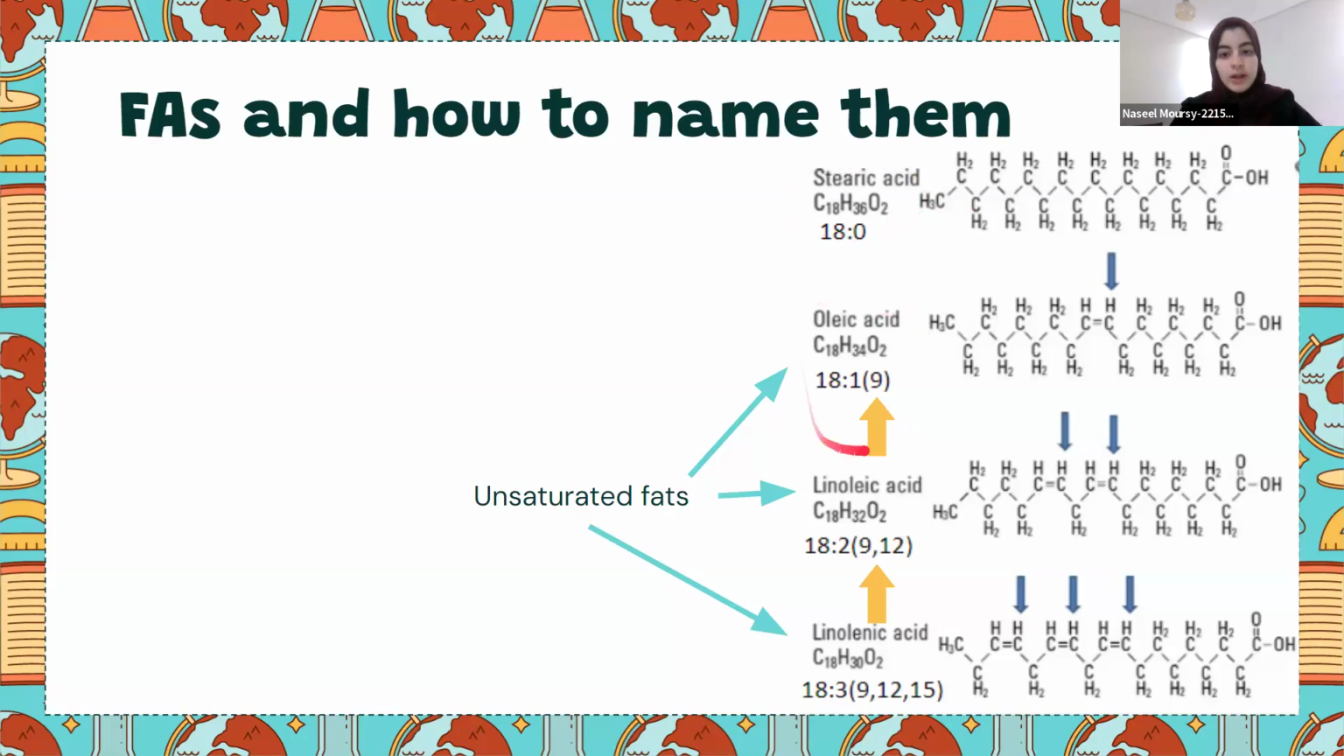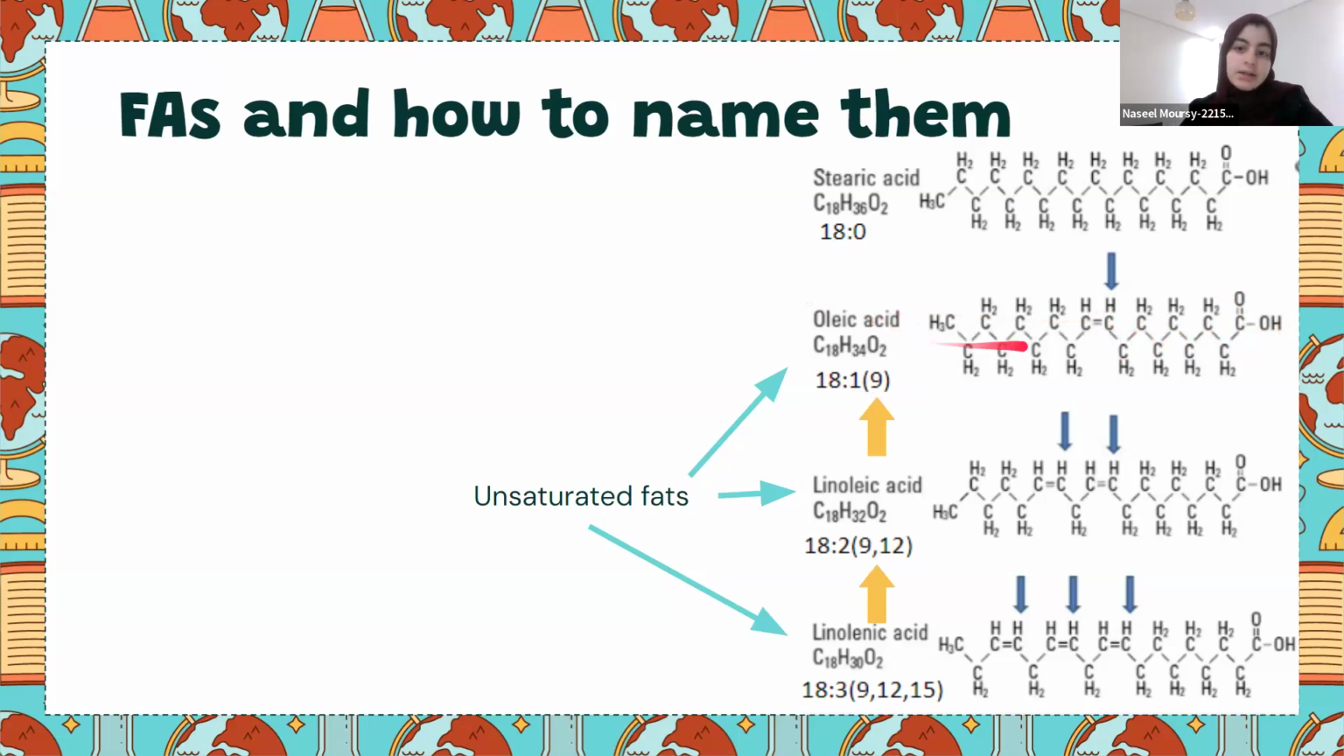Moving on to oleic acid. Here we notice it's 18, but we have 1. What does that mean? It means we have 1 double bond. You can see it right here. Now, something else is that we put between parentheses the position where the double bond is. So it's carbon number 9. Where do we count it from? Like we said, from the carboxylic end. So you go 1, 2, 3, 4, 5, 6, 7, 8, 9. Here, it's carbon number 9. We have a double bond, and this is oleic acid.